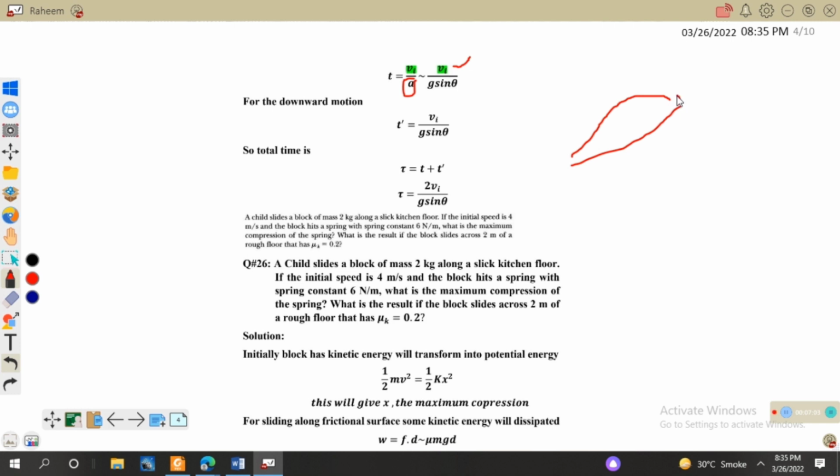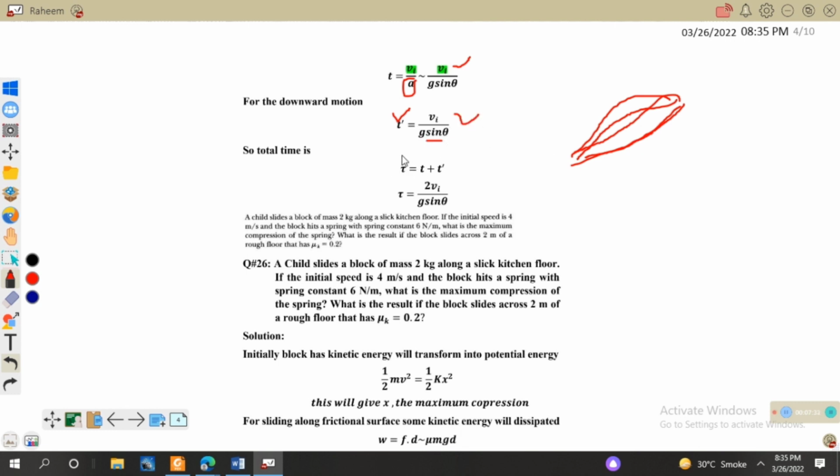If the ball starts its motion downward, this will be represented by t prime, and it will take the same amount of time, because again only the gravitational force is acting, and the mg sine theta component is responsible in the downward case also. So we will write it as vi over g sine theta. Our inclination length is the same and the gravitational force is the same, so the time will be the same, vi over g sine theta.